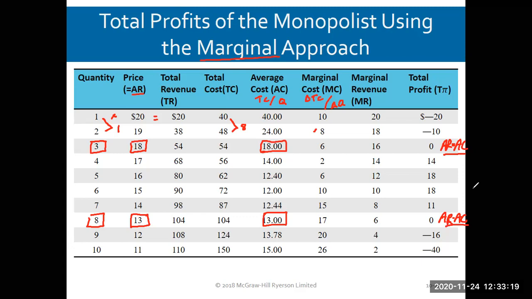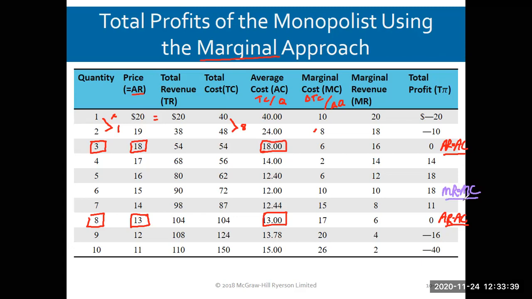Now the profit maximizing point, nothing's changed here. We still have to find where marginal revenue equals marginal cost. We know that that's our criteria. Same in perfect competition, same in monopoly, same in every market structure we look at.